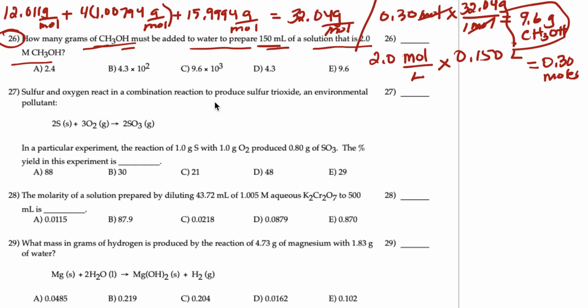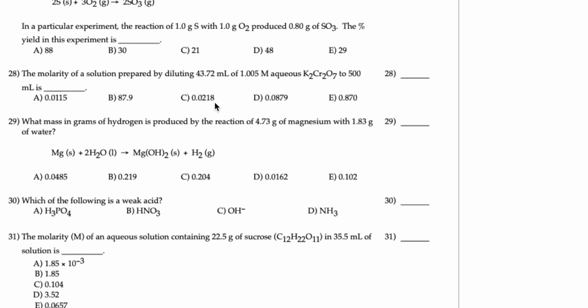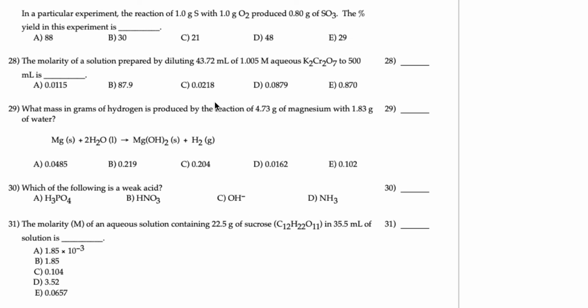So let's see. Another one that wasn't on the list was number 28. So the molarity of a solution prepared by diluting 43.72 milliliters of 1.005 molar aqueous potassium chromate to 500 milliliters is what? Well, what we need to use here is our dilution formula. M1V1 is equal to M2V2.